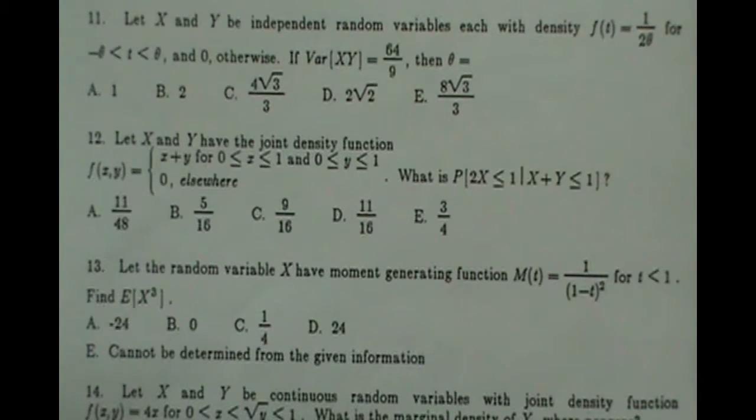Number 12. Let x and y have the joint density function f of x, y equal to x plus y, x between 0 and 1, y between 0 and 1. What is the probability that 2x is less than 1 given that x plus y is less than or equal to 1?